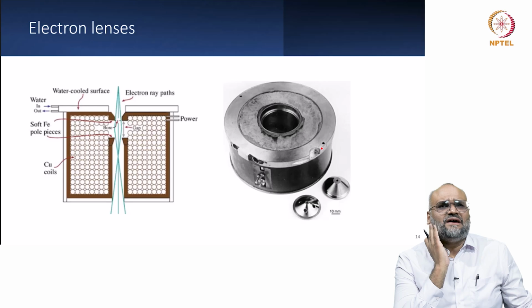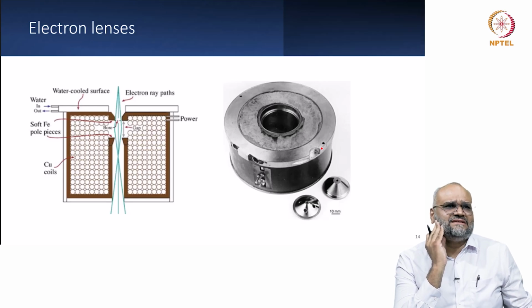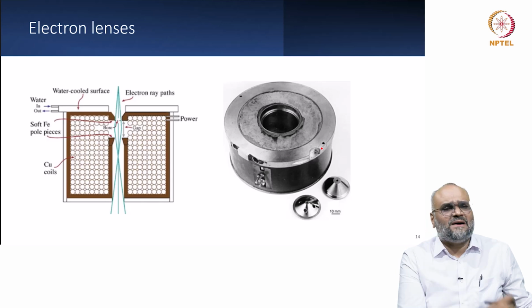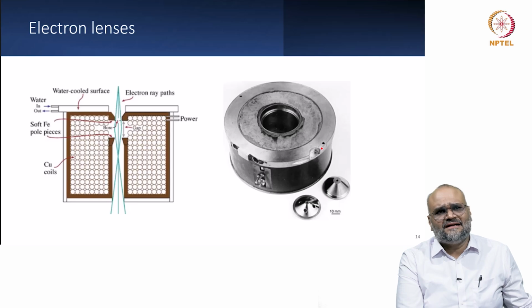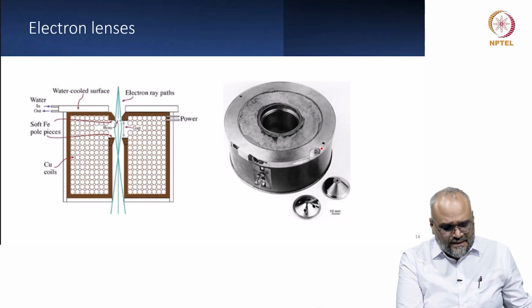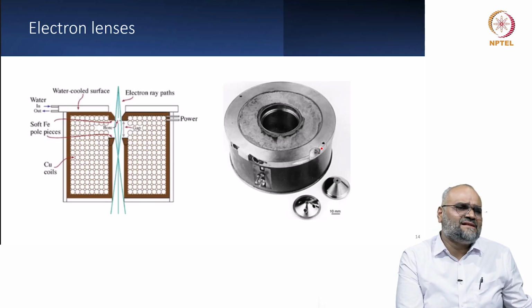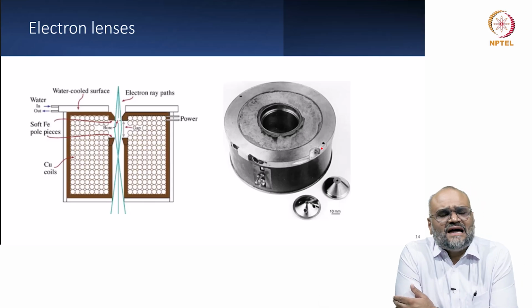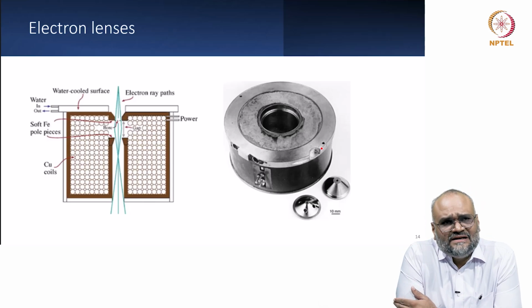If I look at the schematic construction of these lenses, typically these are water cooled lenses with a soft ferromagnetic pole piece, typically iron, and the coils are highly conductive pure copper coils which are wound, and when a current goes through this, you are applying a magnetic field along the vertical direction. By lowering the pole piece gap, you are minimizing the aberrations that are caused in these kinds of lenses due to the diverging magnetic fields.